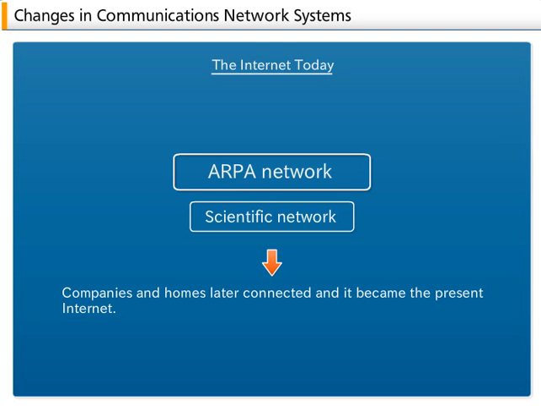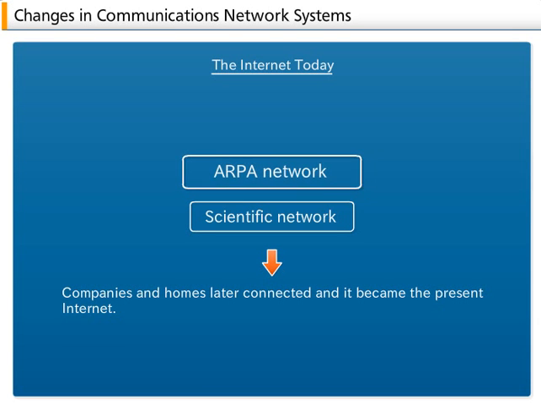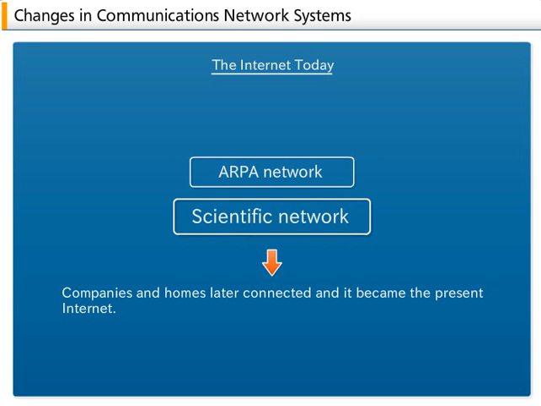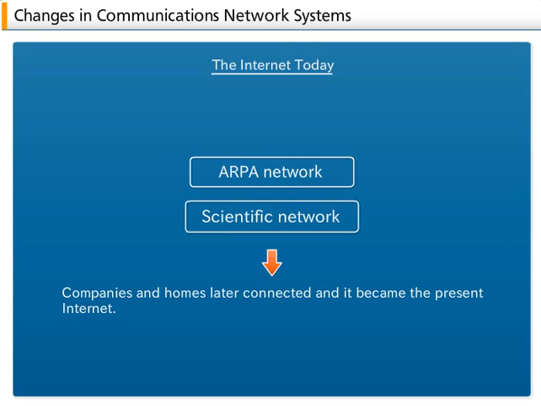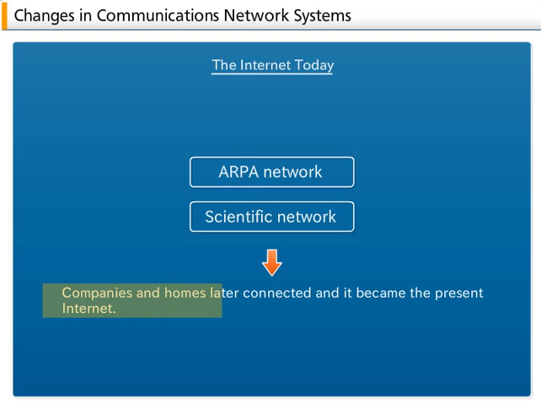The ARPA network grew to connect universities and research centers around the world. It evolved into what was called the Internet. Later, it was used on a commercial basis. Companies and homes were connected to one another to make what we know today as the Internet.